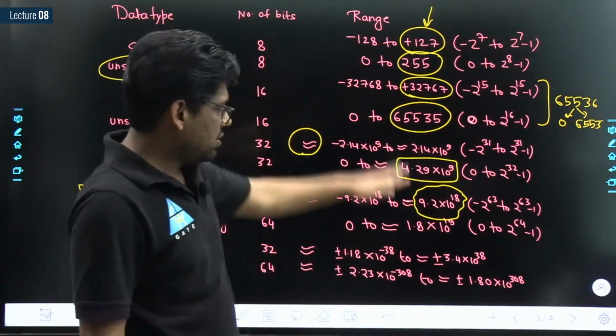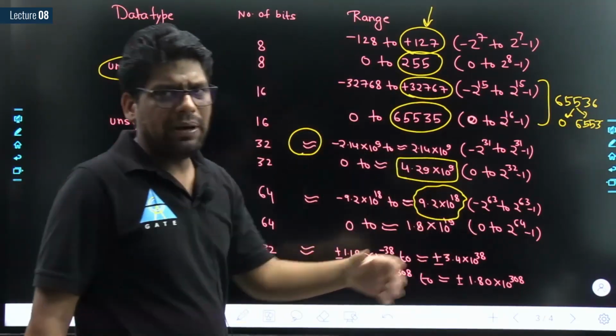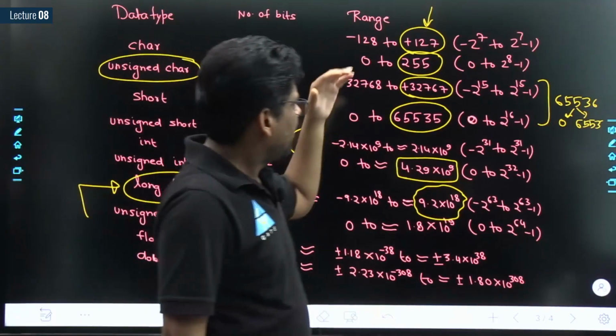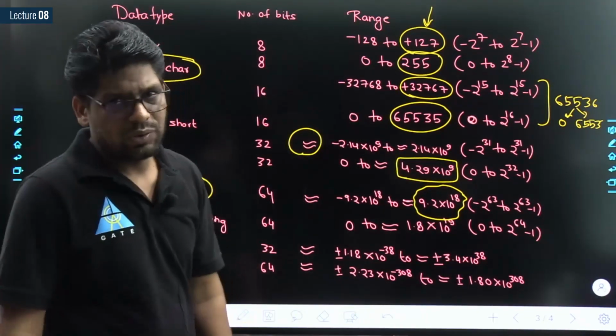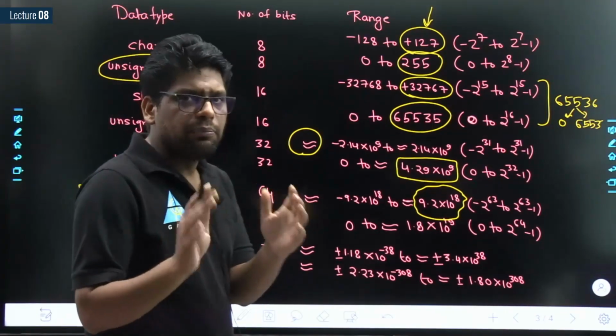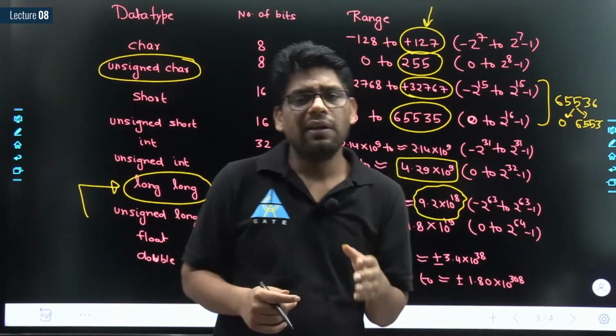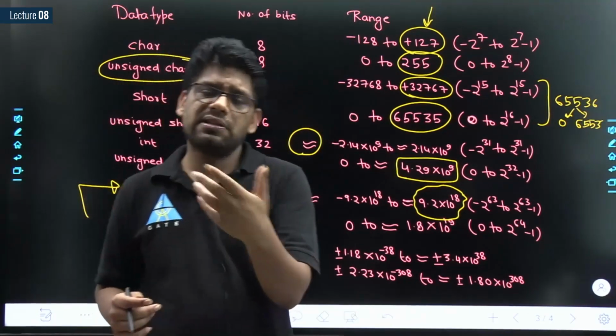So this is the range you need to remember, or not remember, but just note it down somewhere so that you have some notes, because this will help you in GATE as well as in coding as well as in competitive coding.